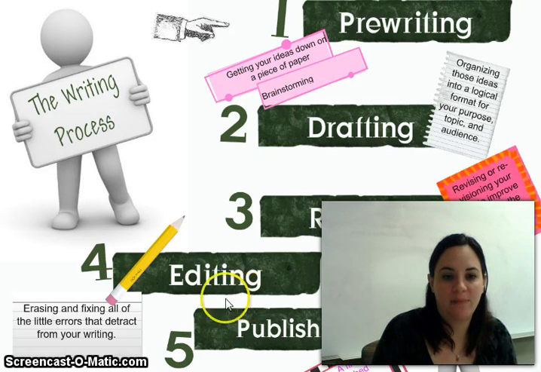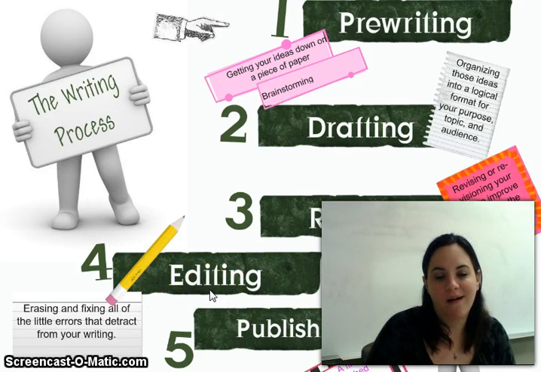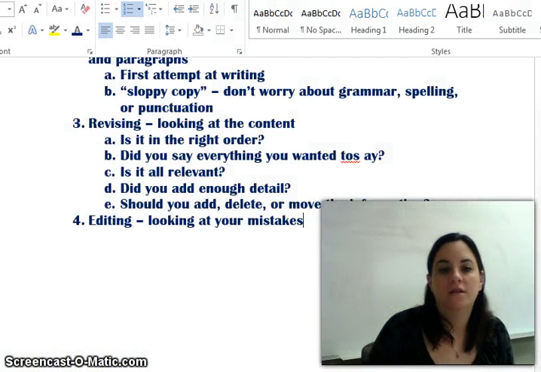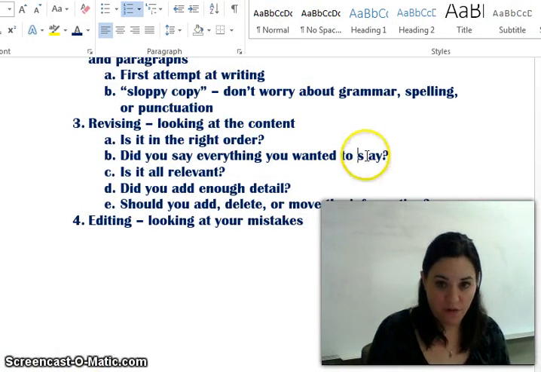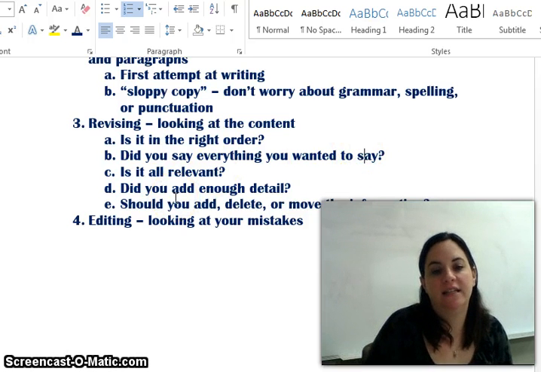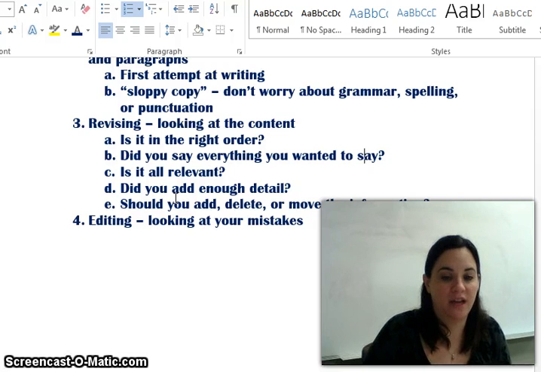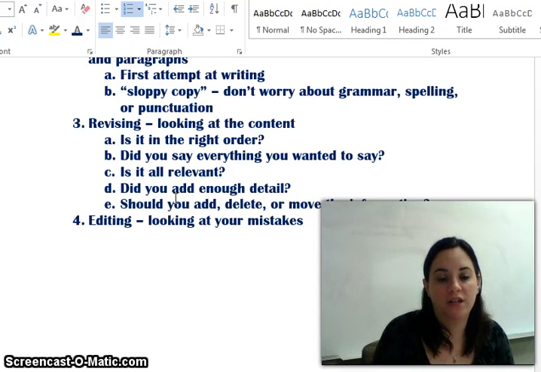And then the fourth step is editing. Editing is where you erase and fix all your little errors. So I'm going to jump back to my notes page here and review those last 2 steps. So revising is looking at the content. It's looking at what you said and how you said it. This is where you decide if you really did put things in the right order, if you said everything you wanted to, if it's all relevant, if you added enough.